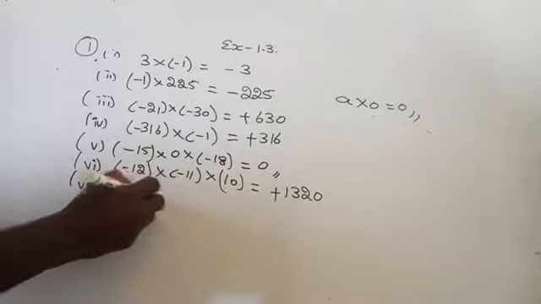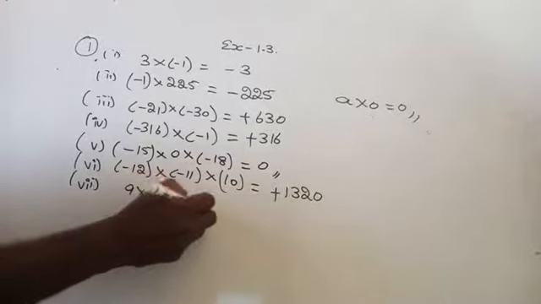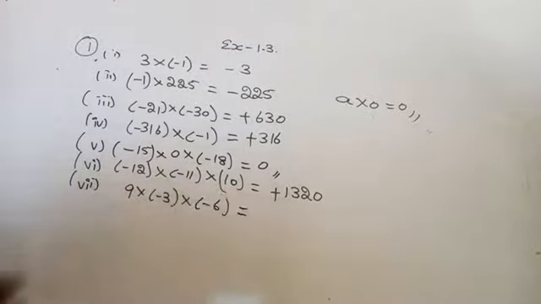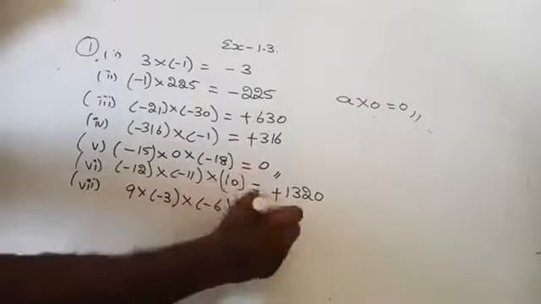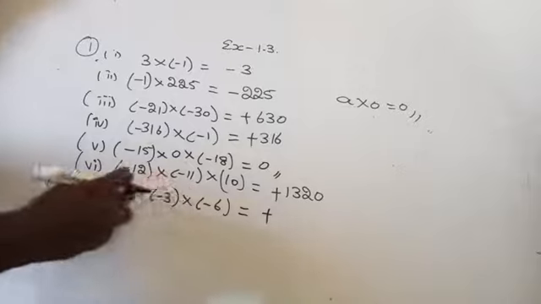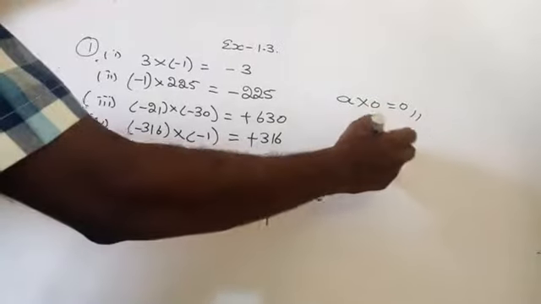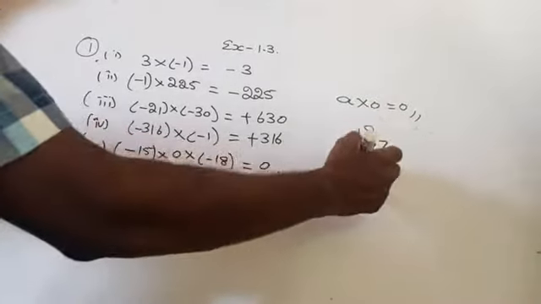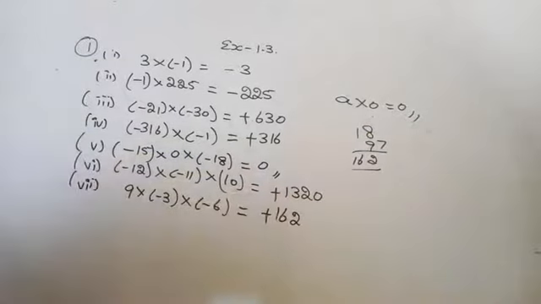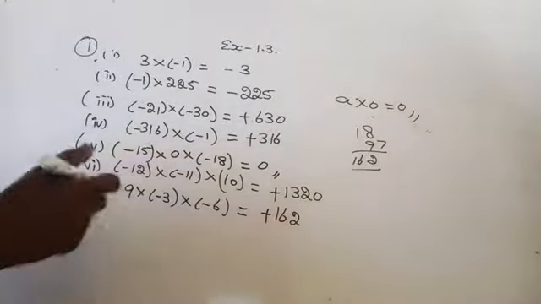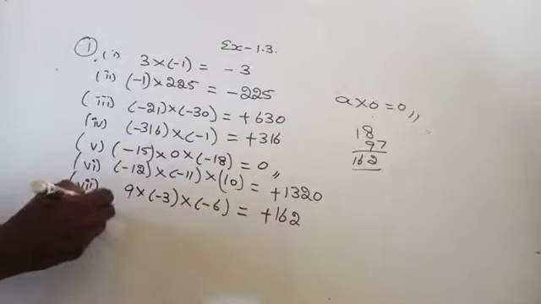Now the next one, 9 into minus 3 into minus 6. Minus into minus is plus. 6 threes are 18. 18 into 9: 9 eights are 72, 9 ones are 9, 9 plus 7 is 16, so it is 162. Then the 8th subdivision.